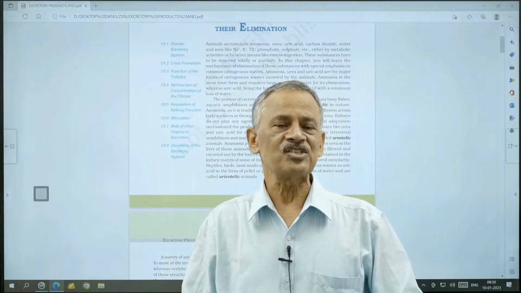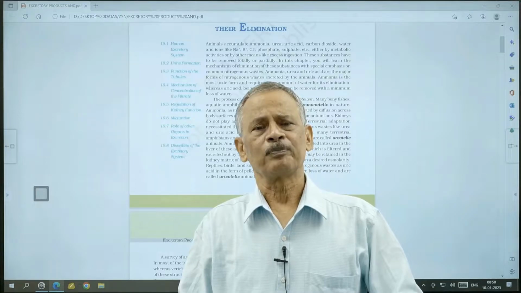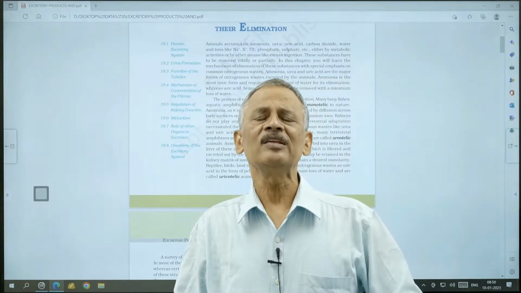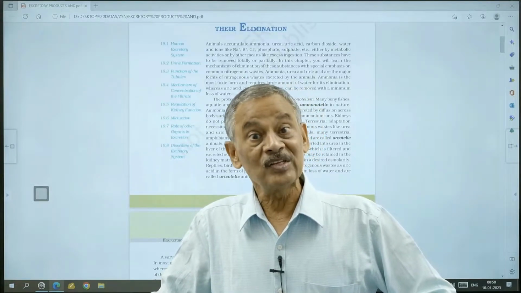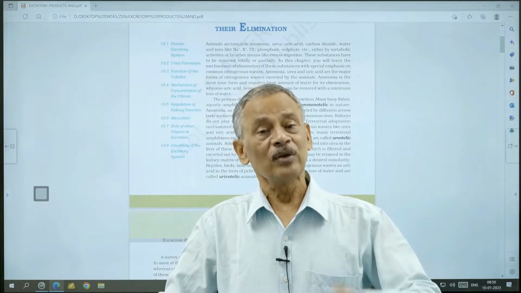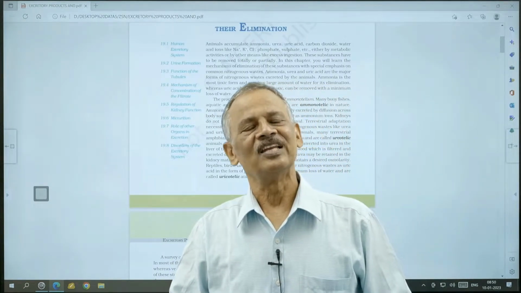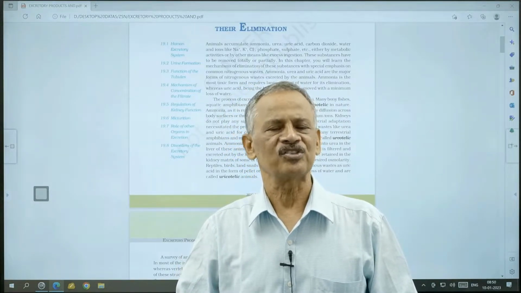So it is an extreme case of conservation of water with no loss of water. Nitrogenous waste material is sent out in the form of uric acid. Uric acid is least toxic. So even if it is not sent out of the body, no problem. It is insoluble and will not interfere with the metabolism of cells.